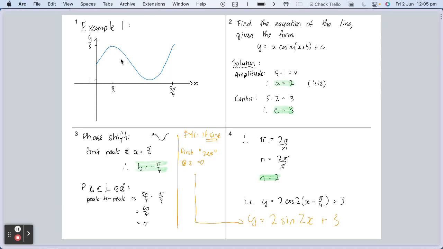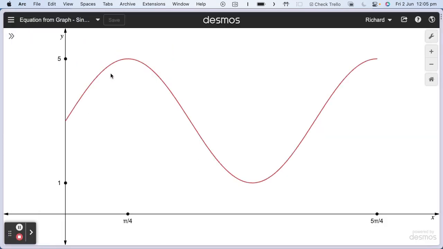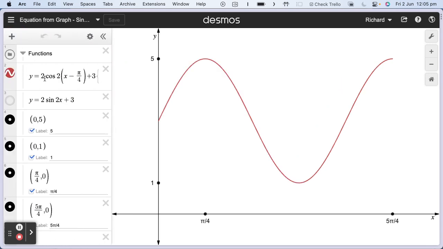Okay? And I can show you that. Here's a little something I prepared earlier. So there's my cosine graph here. You can see that I've got y equals 2 cos 2 x minus pi on 4 plus 3 over this particular period. And if I look at this, which is y equals 2 sine 2x plus 3, if I click on it, it matches exactly. I didn't limit the domain, so that's why it's gone on forever. But it's directly over that red line, okay? So they are equivalent functions. Okay, what do you think? Any questions?